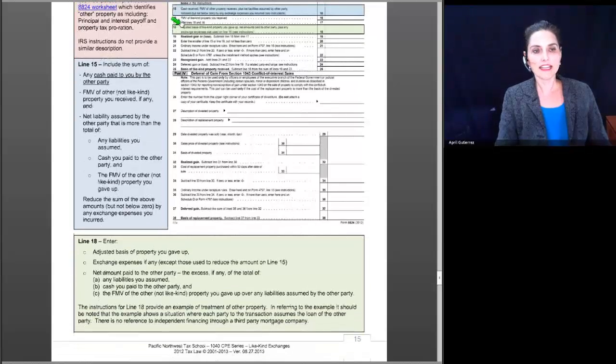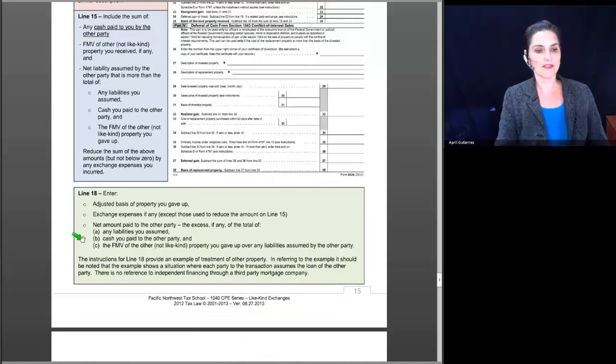And then on line 18, you're going to enter the adjusted basis of the property you gave up, the exchange expenses, if any, except those that were used to reduce an amount on line 15, the net amount paid by the other party, the excess, if any, of the total of any liabilities you assumed, cash you paid to the other party, and the fair market value of other not like-kind property that you gave up over any other liabilities assumed by the other party.